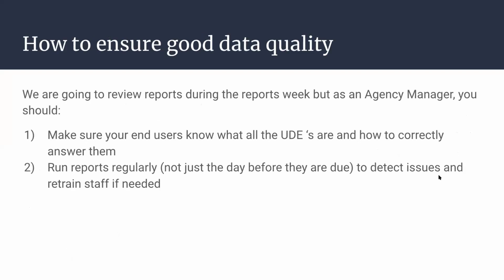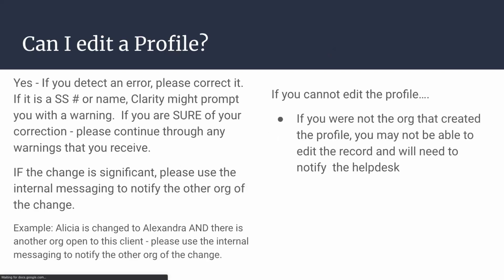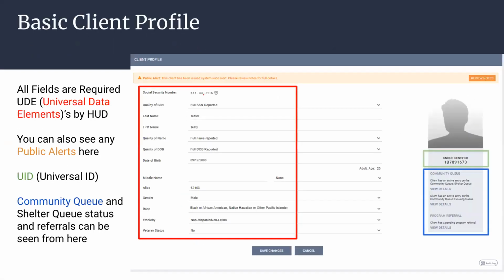So, how to ensure good data quality. As agency managers, you want to make sure that your end users know what all the universal data elements are and how to correctly answer them. I don't want to give you guys whiplash, but I'll go back to this. You want to make sure that your end users know to complete all of these. The trainings do go through this, but it's always a good refresher to let them know.